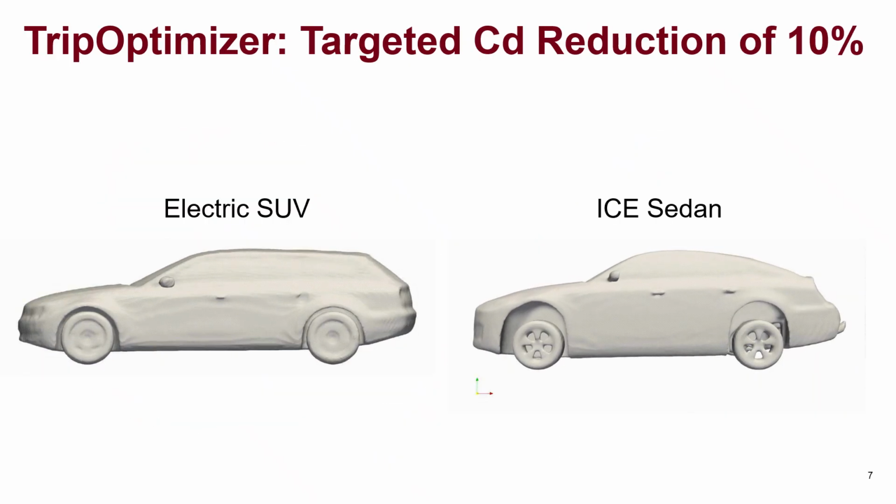We show two case studies using the same trained model, an electric SUV and an internal combustion engine sedan, starting from baselines with targeted aerodynamic drag reduction of 10%. TripOptimizer was able to optimize both designs while having high-quality geometry reconstruction and preserving the design intent. In order to validate our approach, we run independent high-fidelity CFD with more than 150 million cells and evaluate the optimized shapes against their baselines.